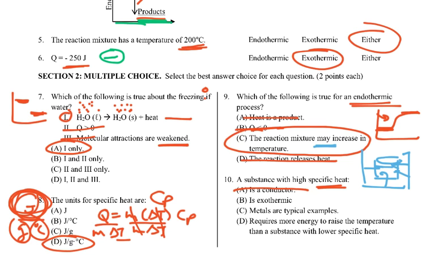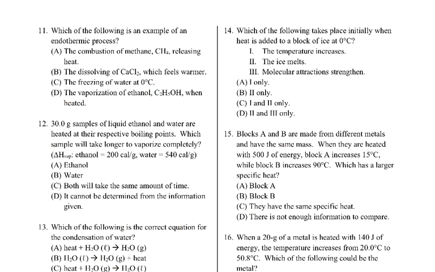That's the change in the heat. So just because it has a high specific heat or a low specific heat, it could be exothermic or endothermic. So you can't say that. Metals are typical examples? No, metals are examples of conductors. Metals usually have very low specific heats, small specific heats. They're easy to heat up and cool down. It requires more energy to raise the temperature than a substance with a lower specific heat. That is the answer. It's something that resists change in temperature. Specific heat resists change in temperature.